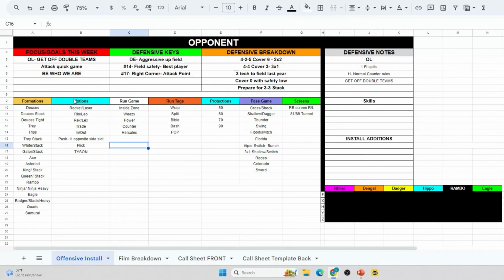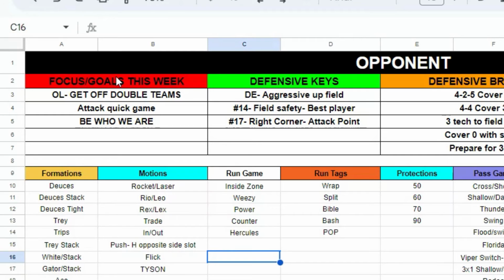So if we notice that the linebackers are very aggressive coming downfield, we're not going to get too far into our double teams with our zone schemes. We want to make sure we get off the double teams and be able to get to those linebackers coming downfield. For example, these are just some things I threw in. We're going to attack quick game and then be who we are, right?